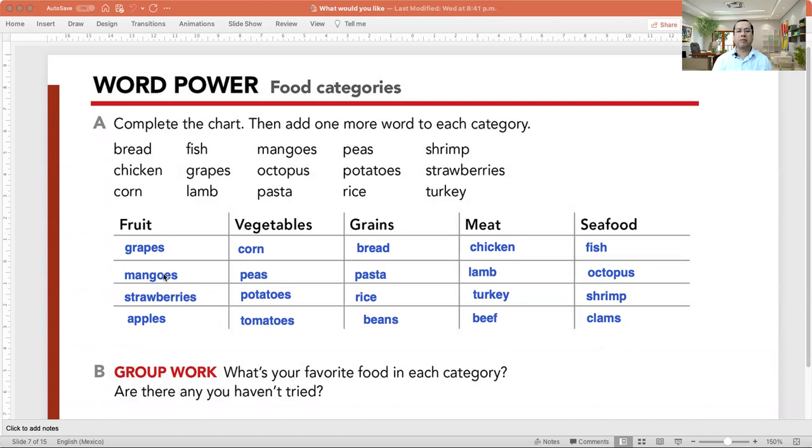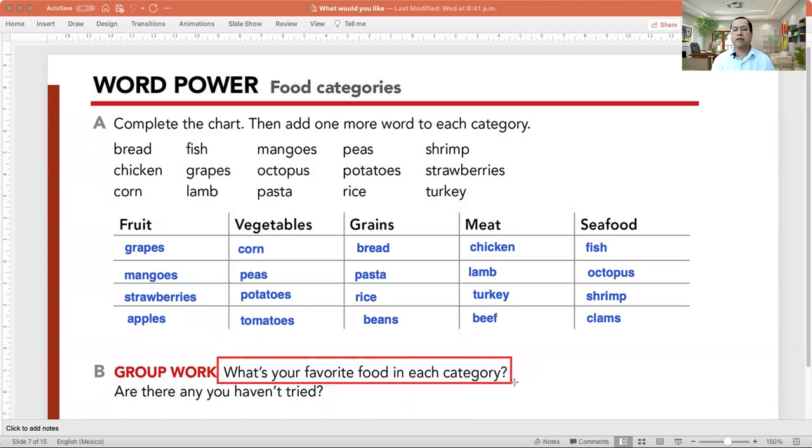Again, fruit: grapes, mangoes, strawberries, and apples. Vegetables: corn, peas, potatoes, tomatoes. Grains: bread, pasta, rice and beans. Meat: chicken, lamb, turkey, beef. Seafood: fish, octopus, shrimp, and clams, right? Or clam.